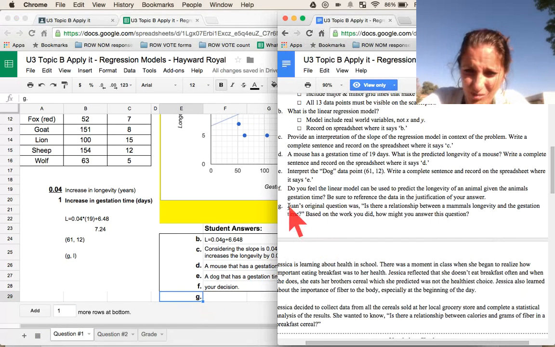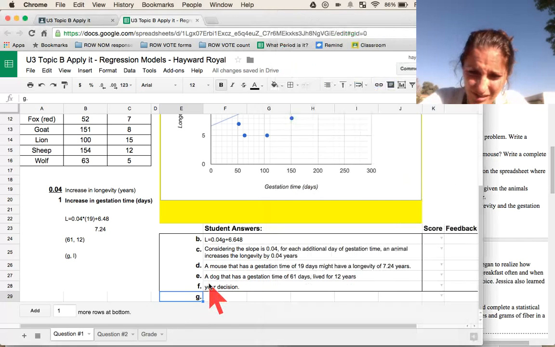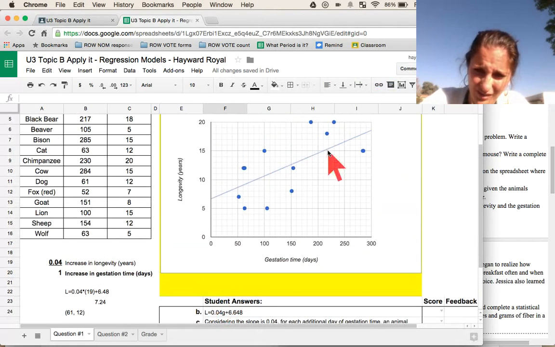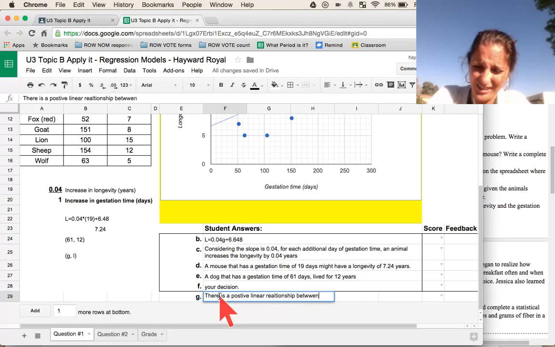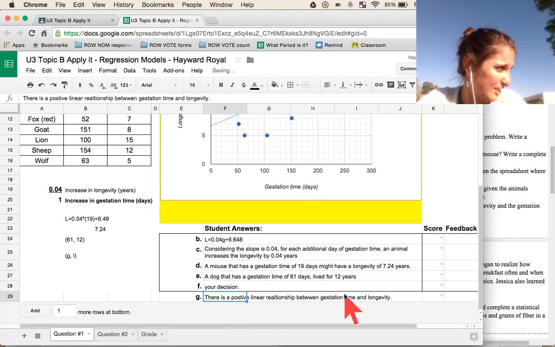Last question. Juan's original question is: is there a relationship between mammals and longevity? I believe that there is a relationship. I'd say that there's a positive linear relationship between gestation time and longevity. And over time, we're going to develop this answer.